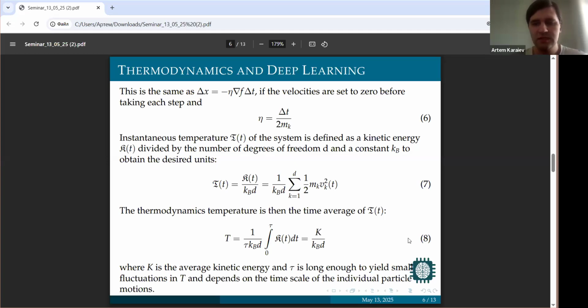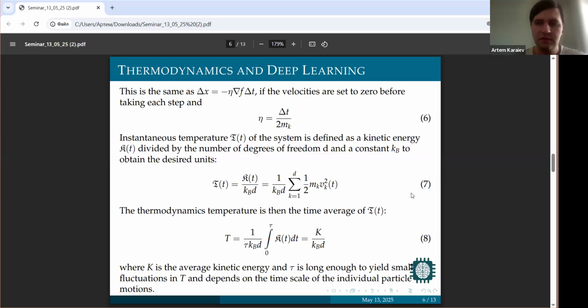So using the seventh and eighth formulas in the experiments and other analytics, these authors use this formula to calculate the temperature of the system. This formula is used for calculations during the experiments also.